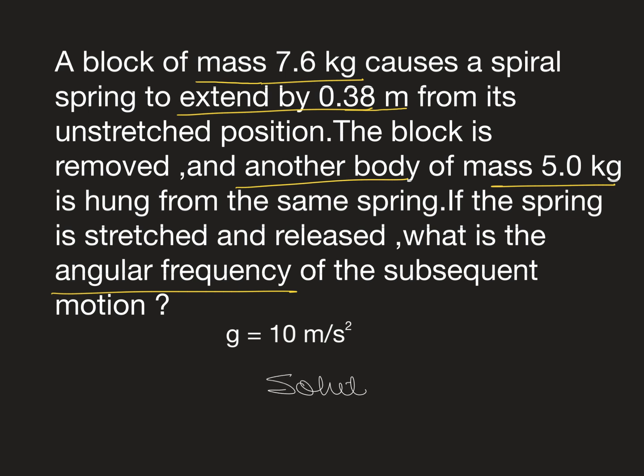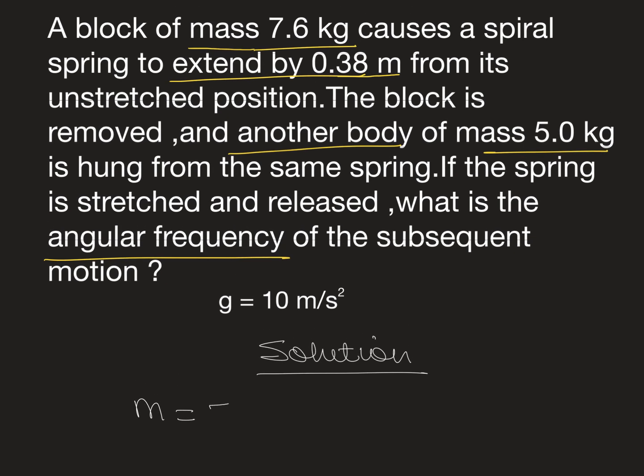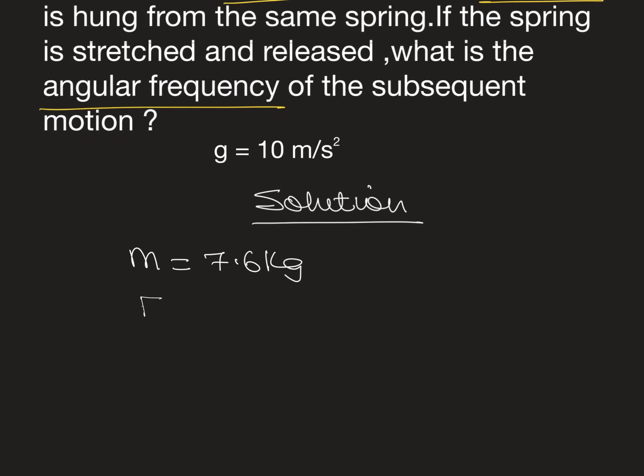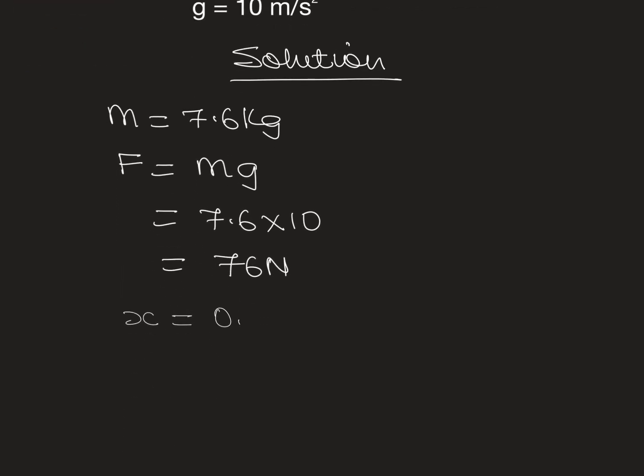Solution. The first mass that we have is 7.6 kilograms. So we know that the force associated with that mass is mg. That's going to be 7.6 times 10, which is 76 newtons. The extension x is 0.38 meters.